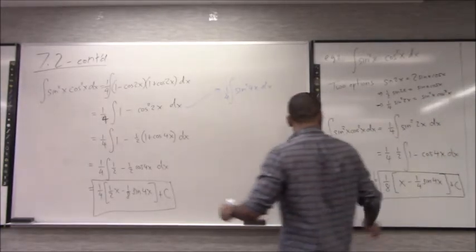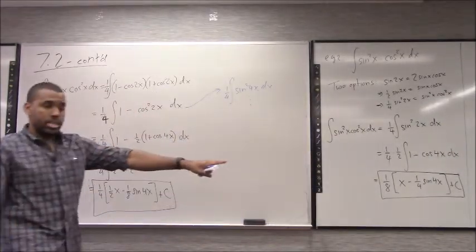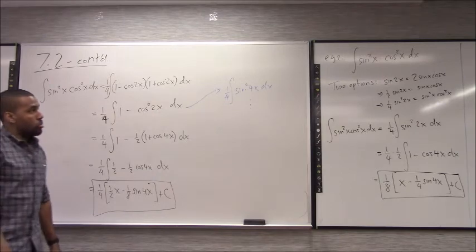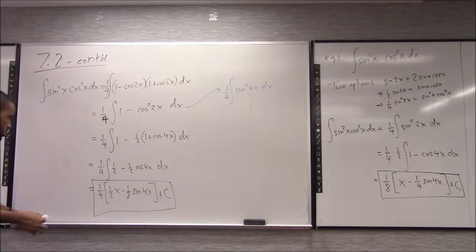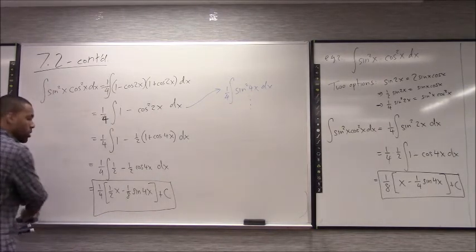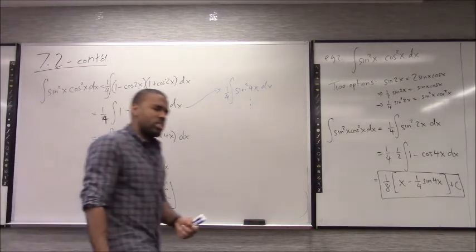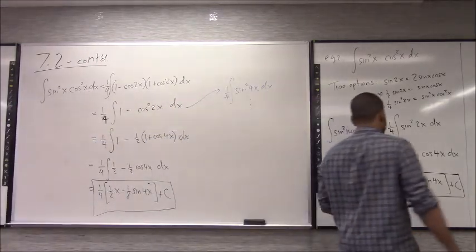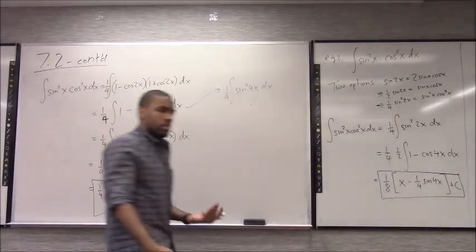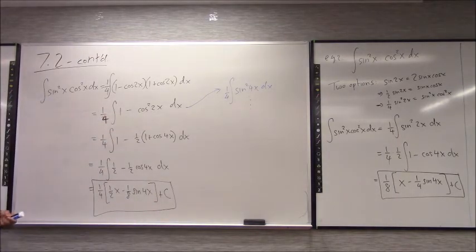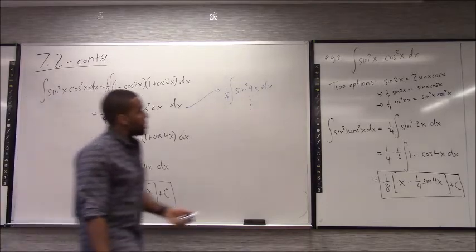Notice here that if I did multiply out, I would get exactly the same thing. You should be aware that with trig functions, it's possible to get answers that might look different, but they are actually all valid answers. So let me give you an example of that. Let's start over here.